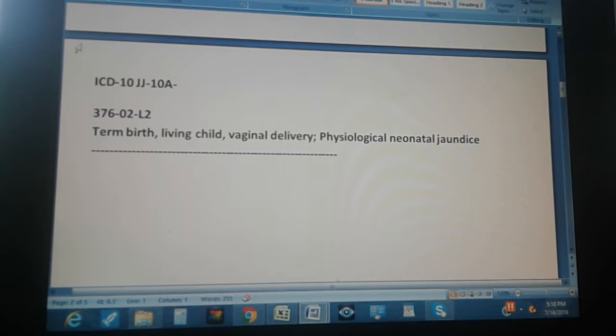But there's a problem. The baby comes with physiological neonatal jaundice. That's the diagnosis. We're going to count to 3 so you can give us the ICD-10 code for this diagnosis. 1, 2, 3.